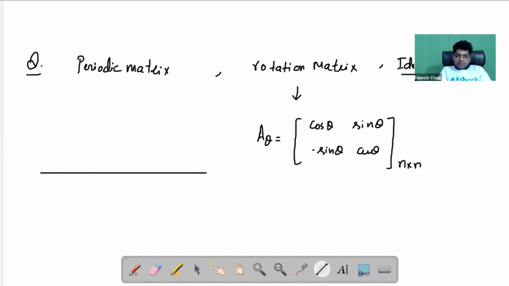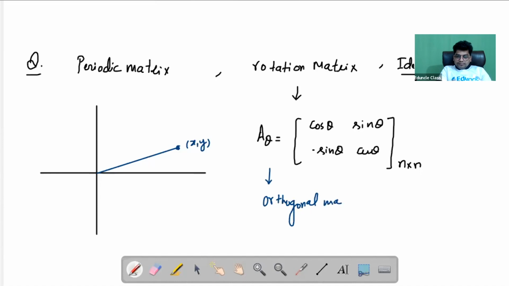Tell me quickly, don't waste my time, also your time. Like you have a point, and you are rotating xy by some angle. This is called a rotation matrix. Yes or no? Like you have a point, the rotation matrix rotates it. Rotation matrix, number 1: this is an orthogonal matrix for all theta. Is this true or false? The rotation matrix is an orthogonal matrix for all theta. True or false?